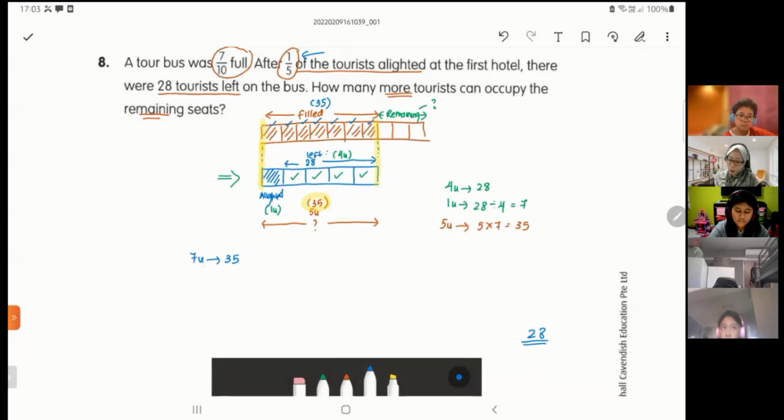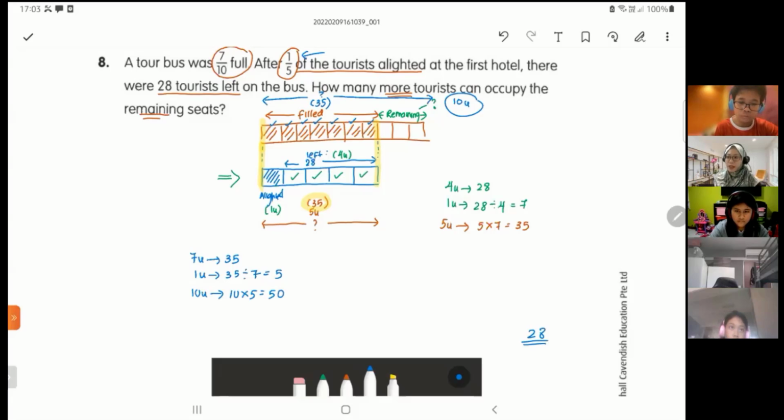I go and find 1 unit first. 1 unit will be 35 divided by 7. I get 5. Now I want to know my total number of seats first, everything. How many units is the total? The total is 10 units. Let's find 10 units first. 10 times 5 equals 50.